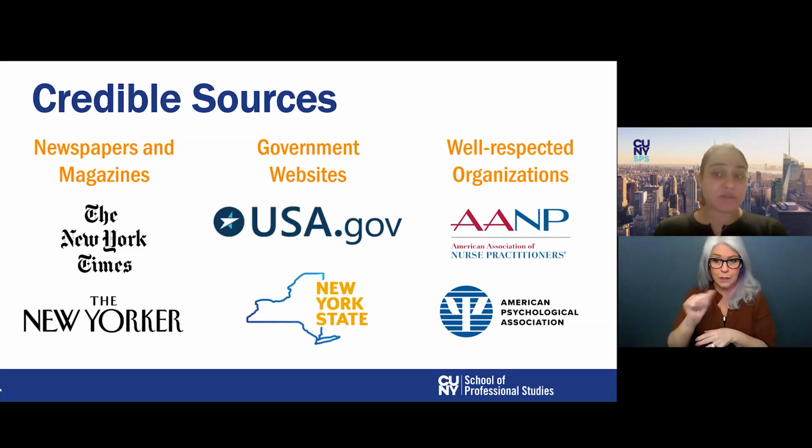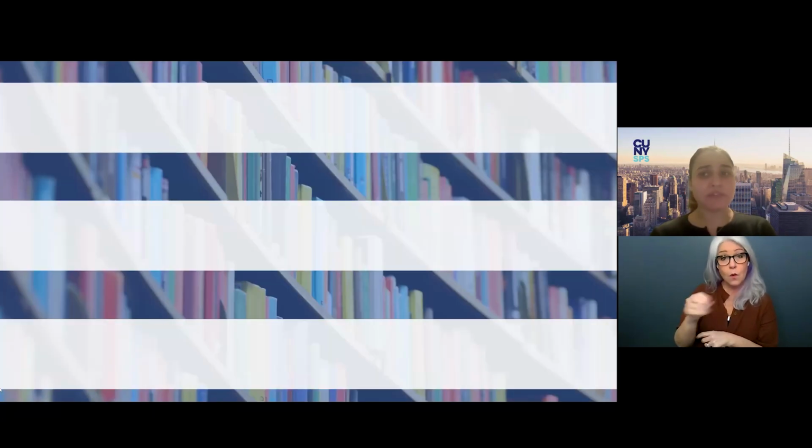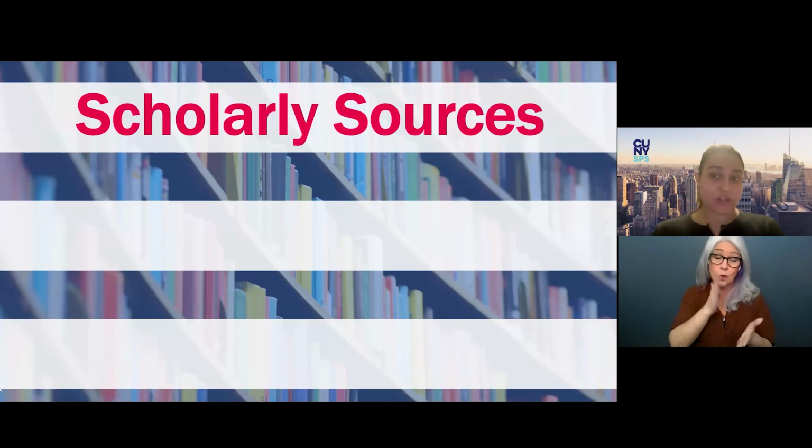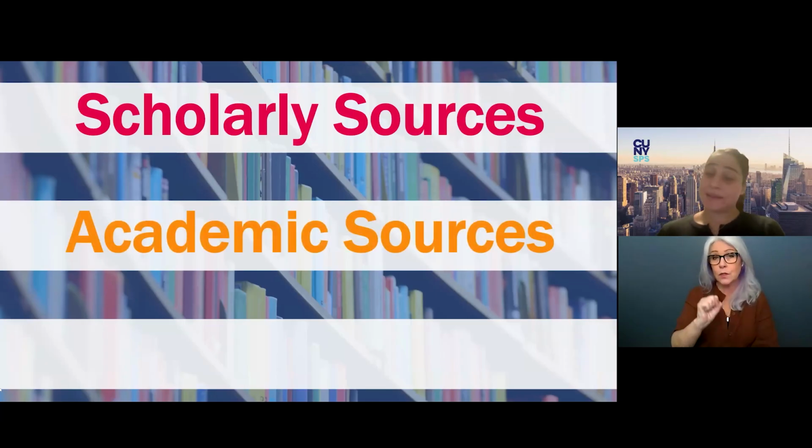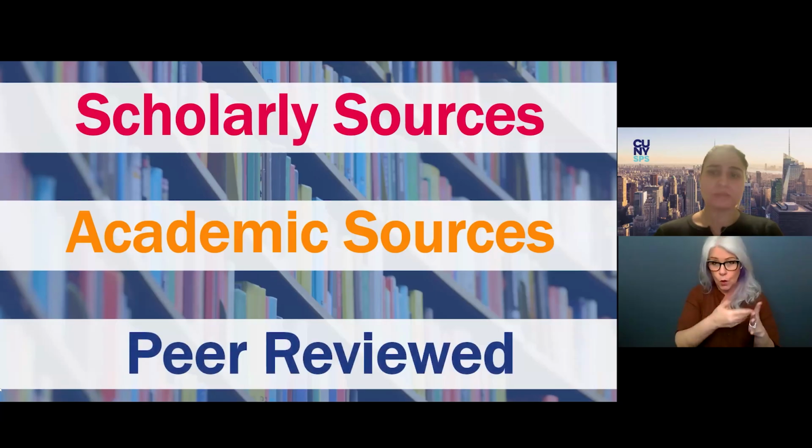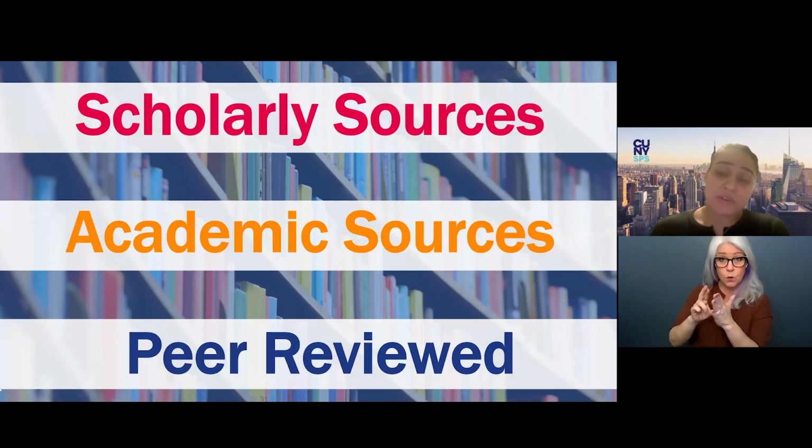These are just a few examples of credible or popular sources, but often professors will ask you to use scholarly sources, which are also sometimes referred to as academic sources. And many scholarly sources are what's known as peer-reviewed. All these terms can be confusing at first. The gist of it is that scholarly sources are ones written by scholars, people who work in academia, and are generally published in academic journals.